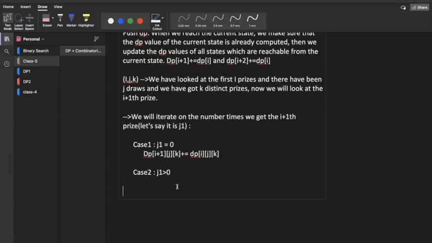But now comes a more involved case where we pick a price of type I plus 1, exactly j1 prices of type I plus 1. Can anybody tell me what state I will reach? There is no need to tell me the transition, but which state am I going to reach if I pick exactly j1 prices of type I plus 1? This is not very hard. You can tell me what the state is. It's not very difficult to notice.